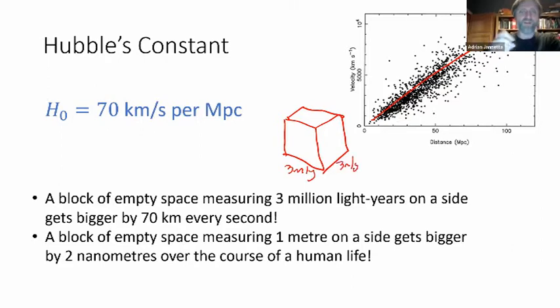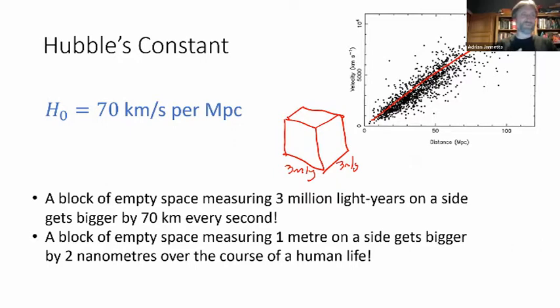So what happens? Every second, that block of space is getting bigger in each direction by 70 kilometers. About 40 miles, if you prefer. So every second, it's getting 40 miles bigger. That means over the course of your lifetime, an empty bit of space in the room you are in will get bigger by 2 nanometers. Now that's less than the size of an atom.